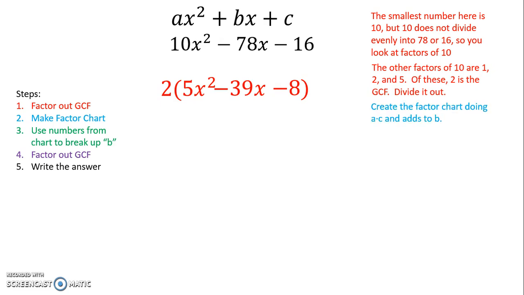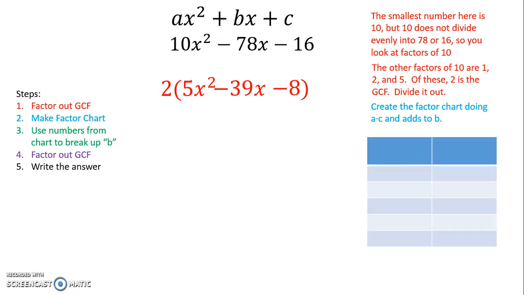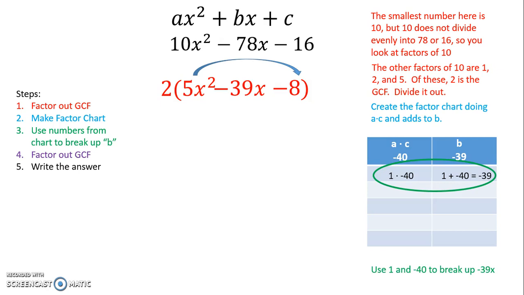Next thing to do is to make the factor chart. Creating A times C adds to B. My A is now 5, my C is negative 8, so that multiplies to give me negative 40. And I'm looking for things that multiply to give me negative 40 and add to negative 39. Factors of negative 40 are 1 times negative 40, and that adds to be negative 39. So luckily I don't have to make a big factor chart here. These are the factors that add to give me negative 39, so I'm going to use these to break up the negative 39. Break it up.